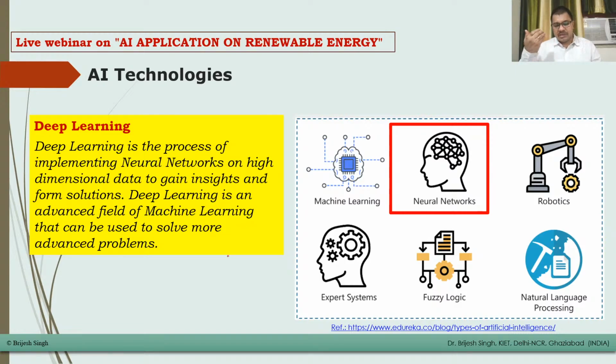Neural network or artificial neural network technology is not a new one. It already existed in the early 70s and 80s, but nowadays it is directly useful for solving engineering problems. So now it has come up with deep learning, and in this we are using neural network technology for solving various engineering problems. Deep learning is an advanced field of machine learning that can be used to solve more advanced problems.